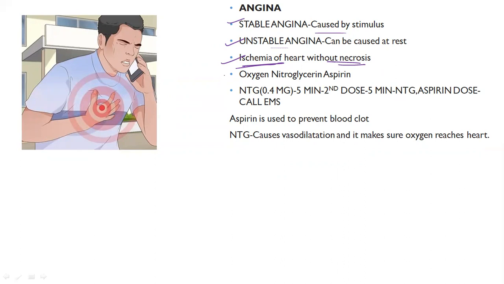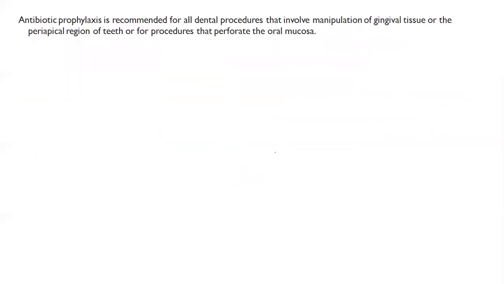The treatment is: first you monitor the vitals, then you give oxygen, then you give nitroglycerin 0.4 mg, wait 5 minutes, then give a second dose, wait 5 minutes, and then you give aspirin. Aspirin is mainly given to prevent blood clots, and nitroglycerin is mainly given so that there is vasodilation and oxygen will reach the heart easily. All right. And where do we have to use antibiotics in dental procedures?